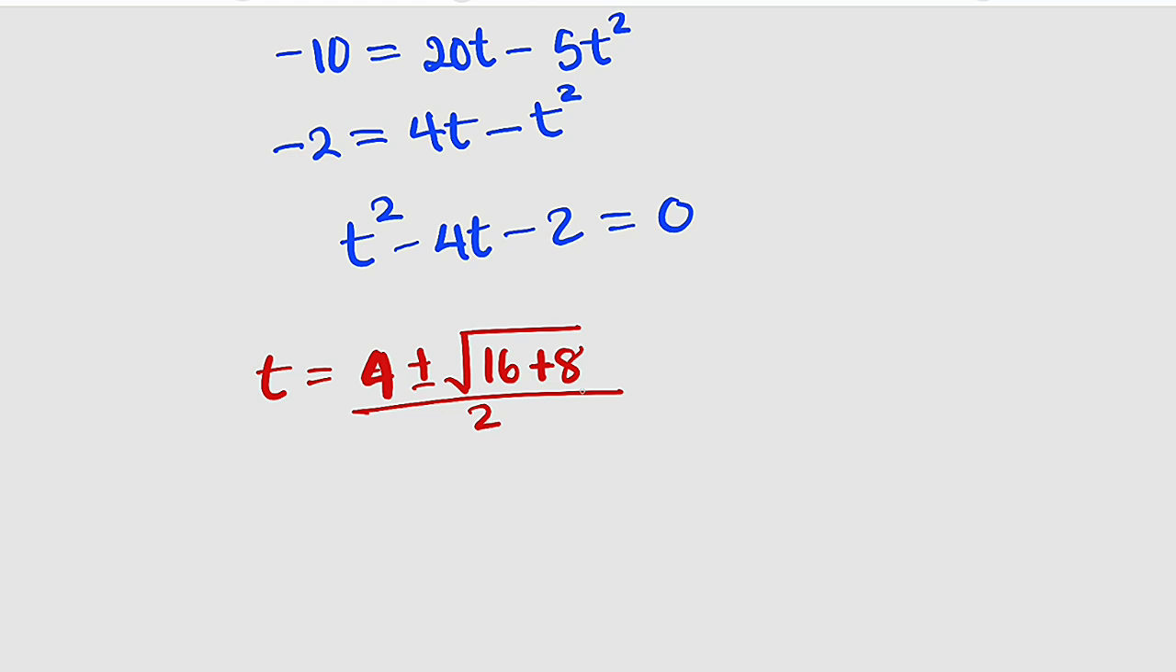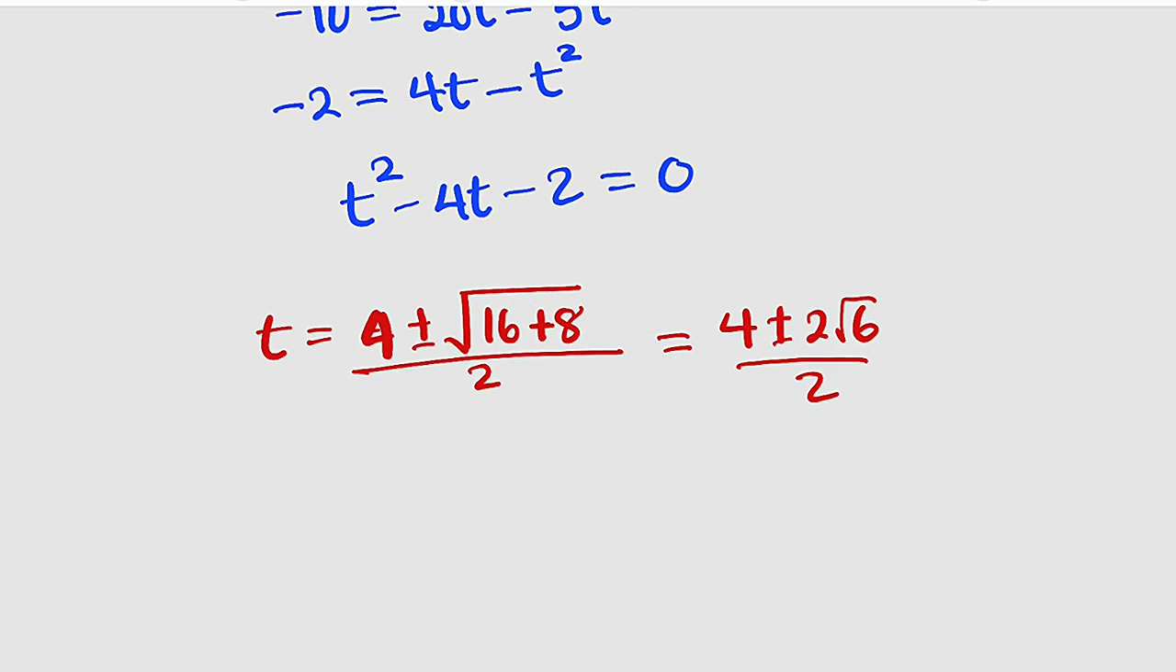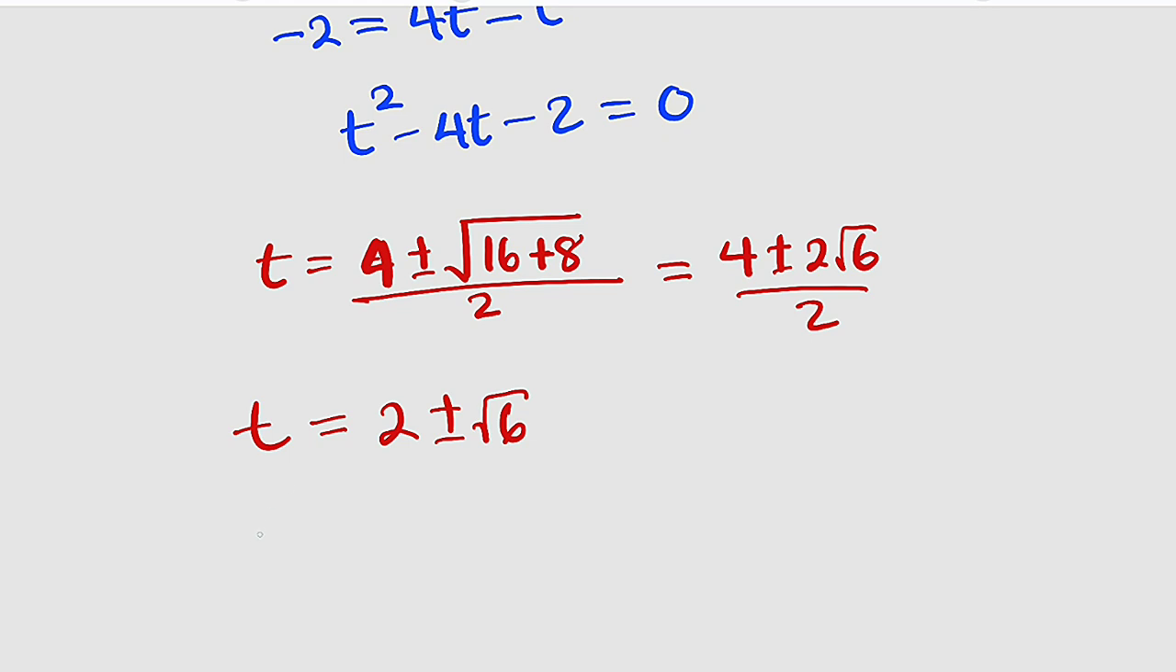And we know that 24 is the same thing as 4 times 6. But square root of 4 is 2, so we can bring the 2 outside. 4 plus or minus 2 root 6. Divide by 2, which we can now split into what? Okay, let me write it first. T equal to 4 divided by 2 is 2, plus or minus 2 divided by 2 is 1, root 6. So the two values we have are, let me start with the positive version. T1 equal to 2 plus root 6, or T2 equal to 2 minus root 6.